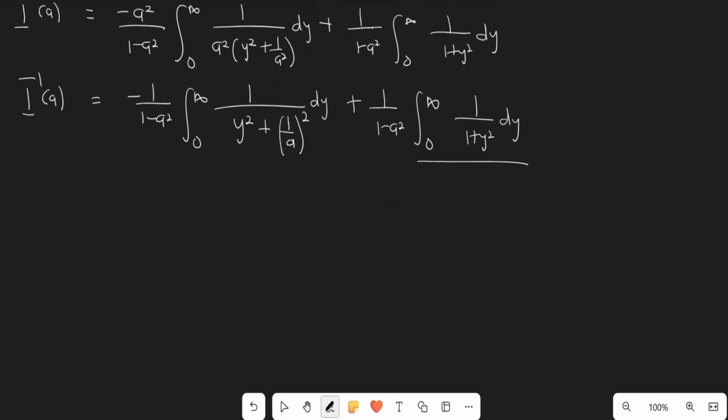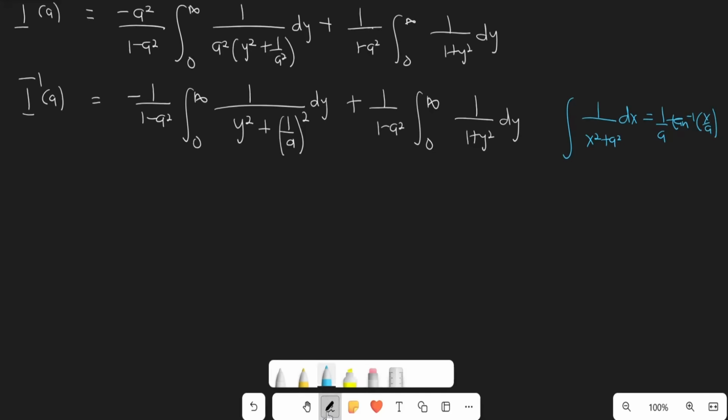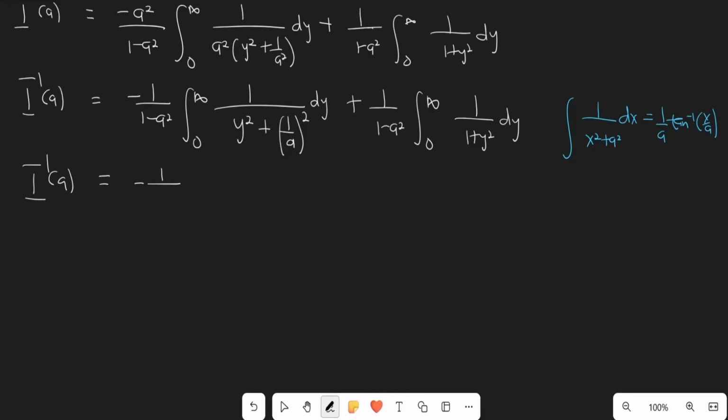This one is just the tan inverse of y, that is when you are differentiating. But for this one, the arctan integral, if you have the integral of 1 all over x squared plus a squared dx, this is the same as 1 over a times the tan inverse of x over a, right? So now let's solve the first one using this. So this is I prime of a, and that is equal to negative 1 all over 1 minus a squared, and then this one is 1 over a, and then the arctan of y over a.